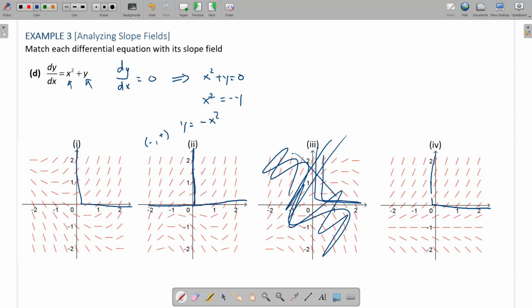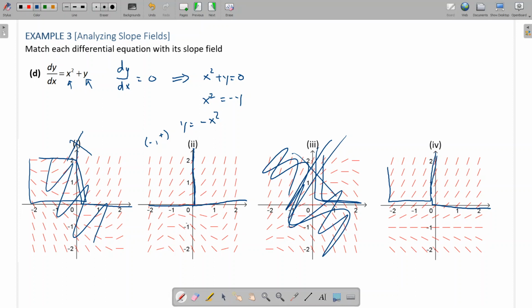The slope should be positive here, and you can see in this graph they are. In this one, they are not. We have negative slopes here, so that's how we would eliminate that one. So then this one, also all positive. So now we're down to just 2 and 4.